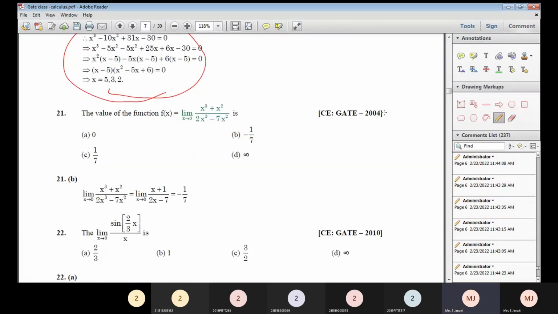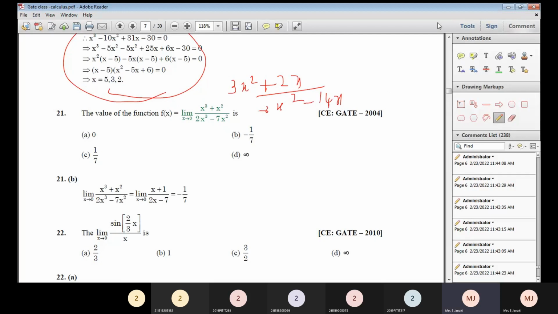Then next, see the function f of x equals the limit as x tends to 0 of (x cube plus x square) divided by (2x cube minus 7x square). If you substitute x tends to 0 directly, you'll get 0 by 0 form. So by L'Hospital rule, the answer is (3x square plus 2x) by, 3 twos are 6, (6x square minus 14x).